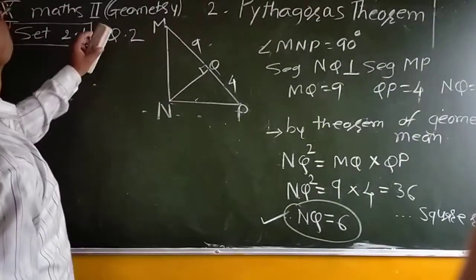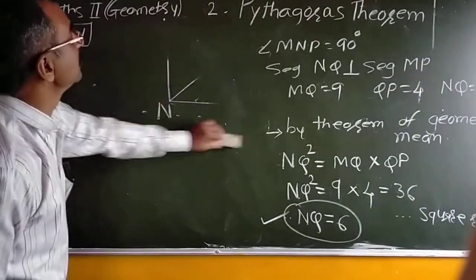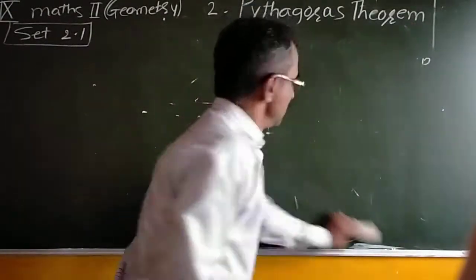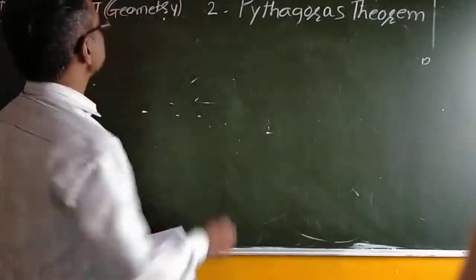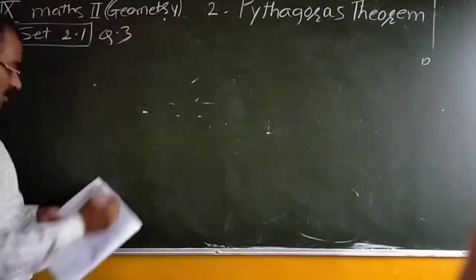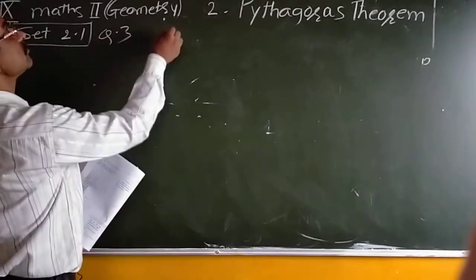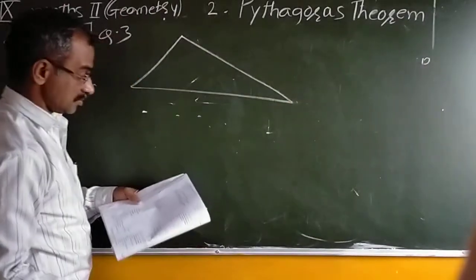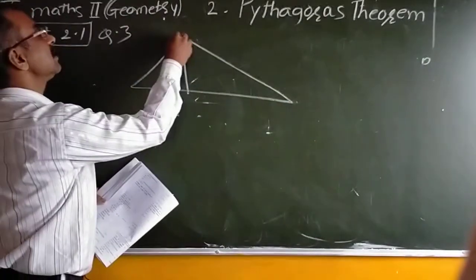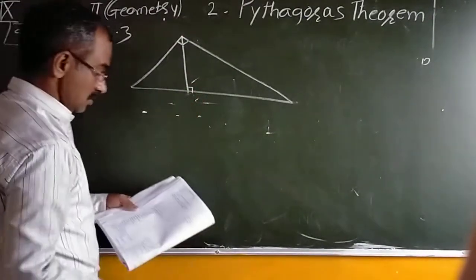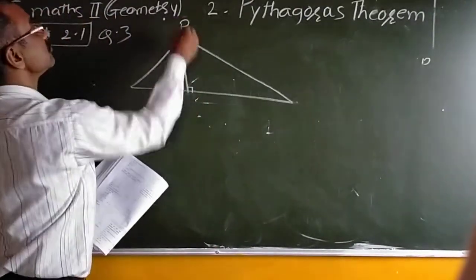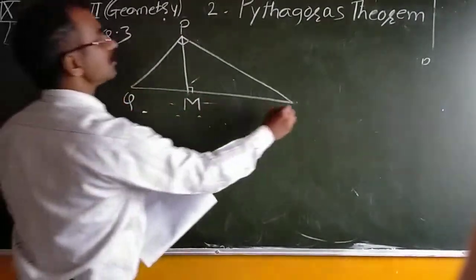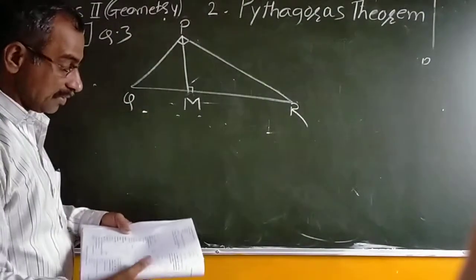Right. Then question number 3. Again it is a diagrammatic question. I will draw the diagram. The perpendicular here. This is the right angle triangle PQR, and this is the perpendicular PM. Then what will be given?